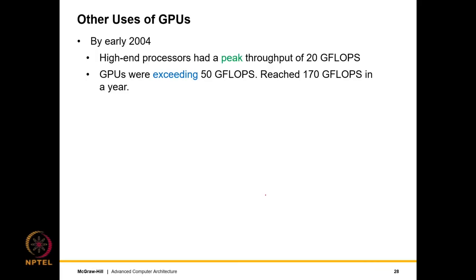And finally, once the entire scene has been created, it is sent to the display device, whatever it may be, the monitor or large screen display projector, whatever it may be.